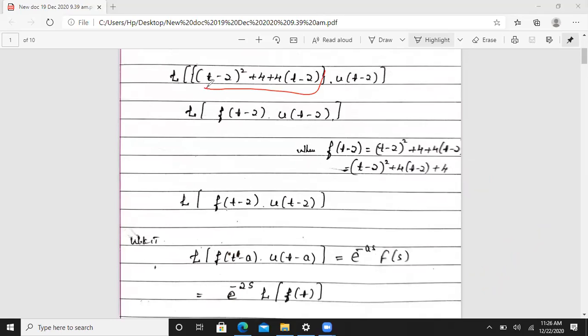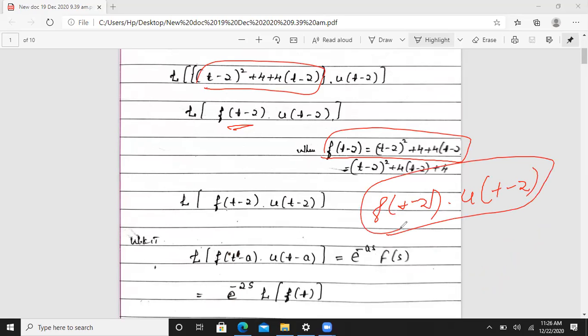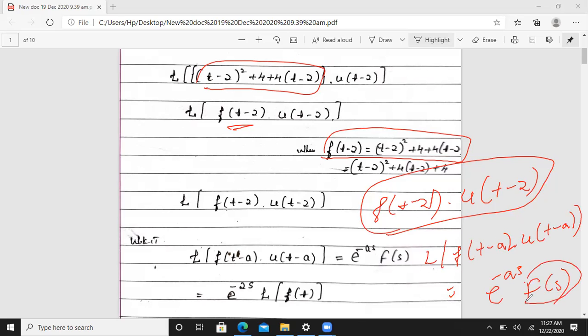So here we will take this whole function as f of t minus 2. So here we will get f of t minus 2 and the remaining u of t minus 2. And this is your second shifting property formula, that is, the Laplace transformation of f of t minus a into u of t minus a is equal to e to the power minus as into F of s. F of s means this is your Laplace transformation of f of t.